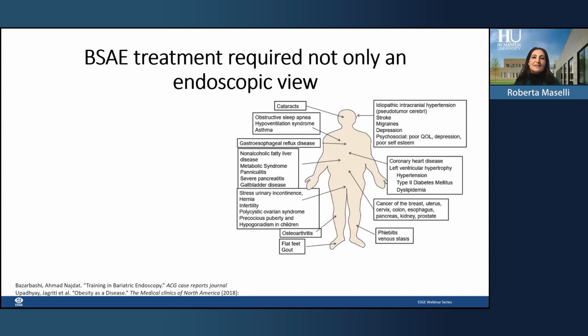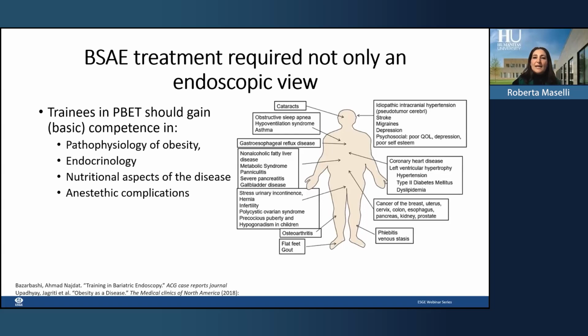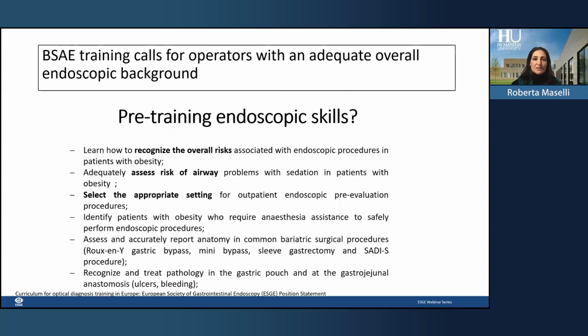Because the fact is that the treatment requires not only an endoscopic view. As Ivo was saying for the primary bariatric procedure, also in gaining competence, we should have the basic competence in pathophysiology of obesity, endocrinology, the nutritional aspect, and also the anesthetic complications. And in this type of patient it is crucial, because if the patient comes in emergency, you should understand how to treat it, and when and where to ask for anesthesiologists to help you in treating this patient.